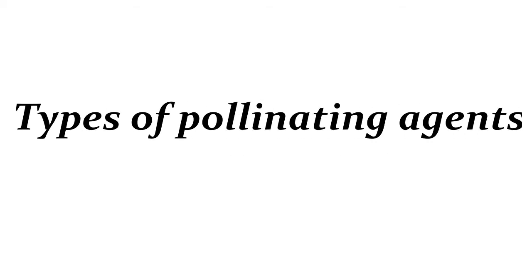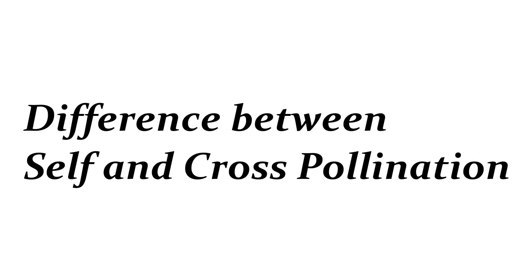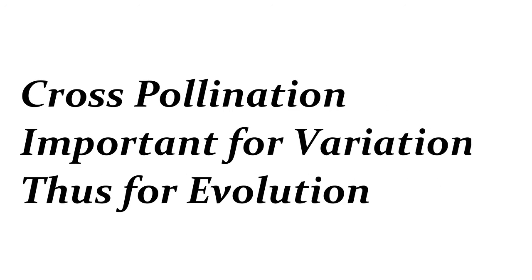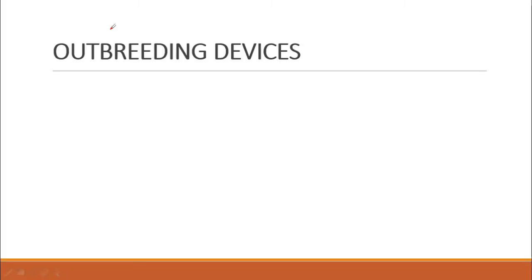In our last video, we had studied what are the types of pollinating agents. In this video, we would be starting with the outbreeding devices. We have already seen the basic difference between self and cross pollination. We all know that self pollination is very important for selfness, but cross pollination is a very important fact that would help in further creating variation, and variation would eventually lead to evolution. So nature also helps in creating variation. That's why there are some devices that we call outbreeding devices. So we'll look at what exactly are outbreeding devices.